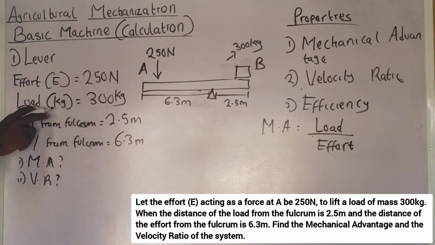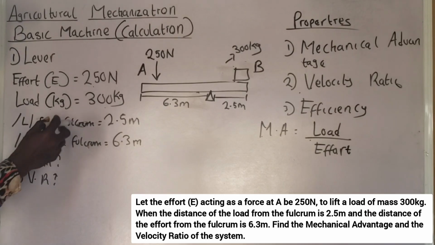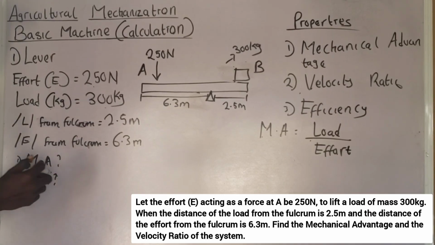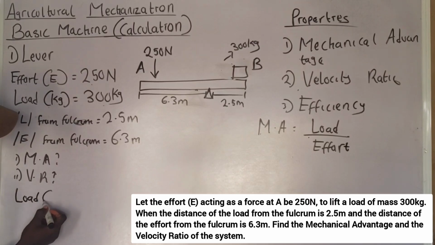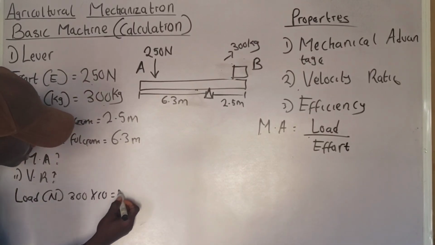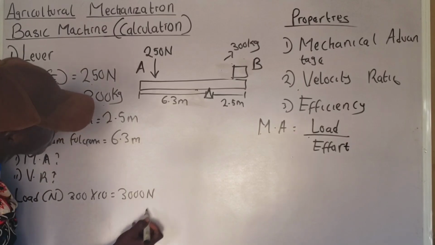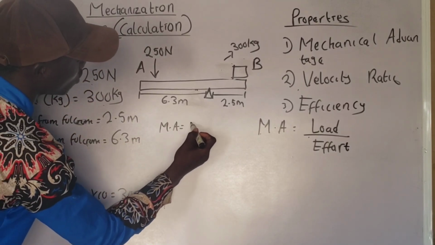The mass of the load is 300 kilogram. We have to change it to newton. We cannot use 300 kilogram directly. So to change the load from kilogram to newton, you have to multiply it by 10. So the load in newton will be 300 multiplied by 10. That is 3,000 newton.